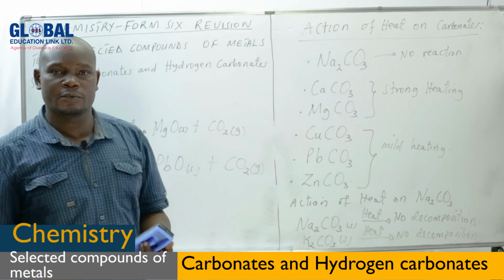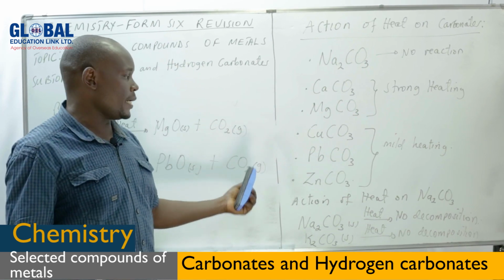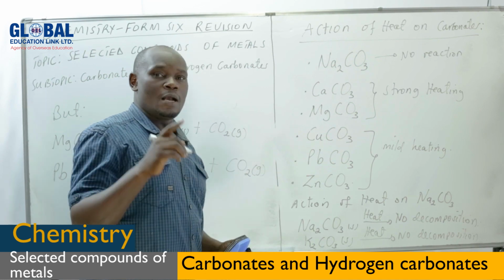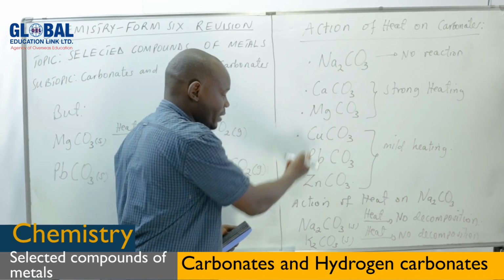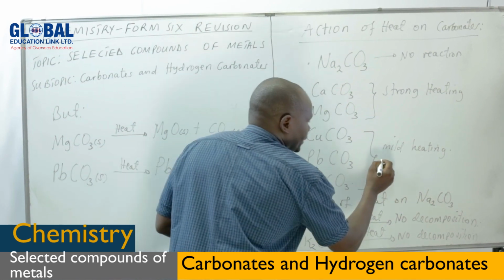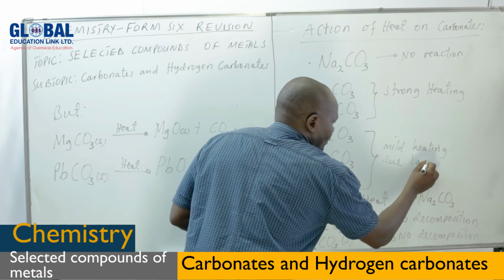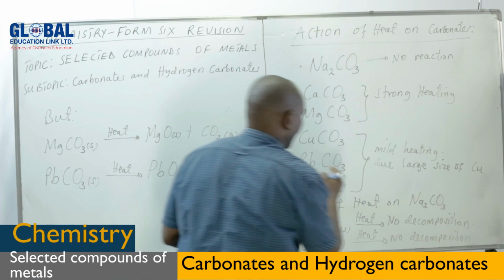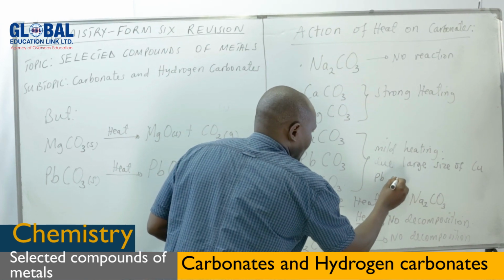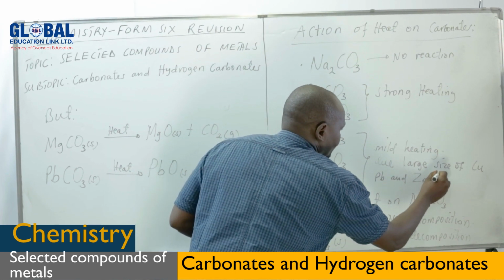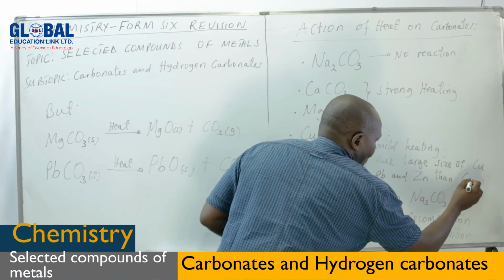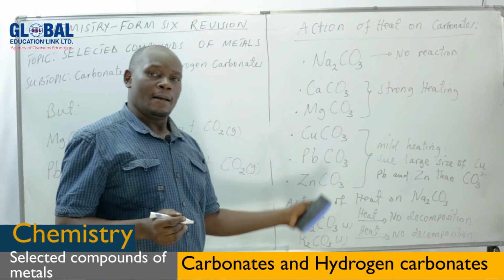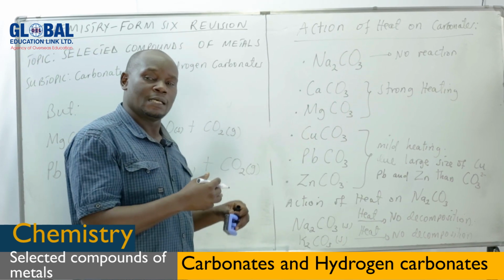Then it's also a question you can ask yourself, why these differences? The difference here is that the carbonates that decompose on mild heating is due to the large size of the metals, copper, lead and zinc, than the size of the carbonate ions. So this makes poor packing of the particles within their structure.